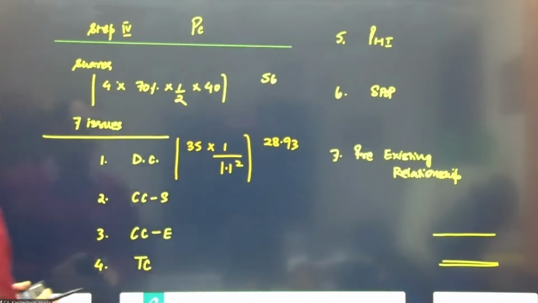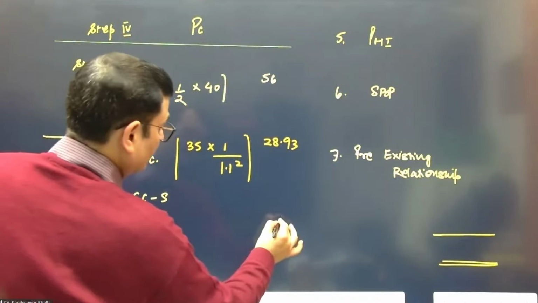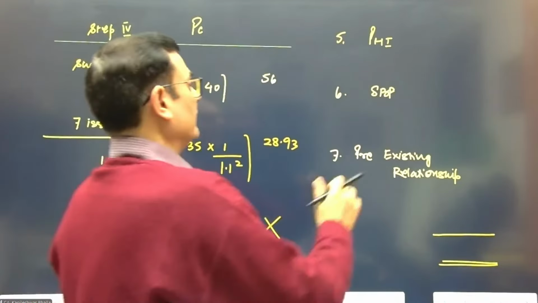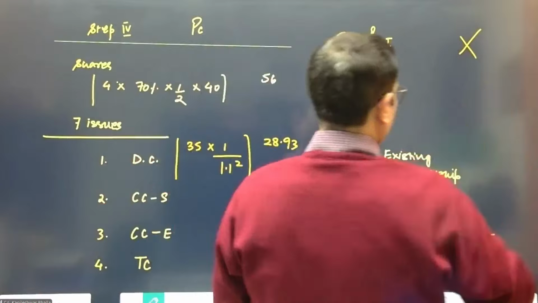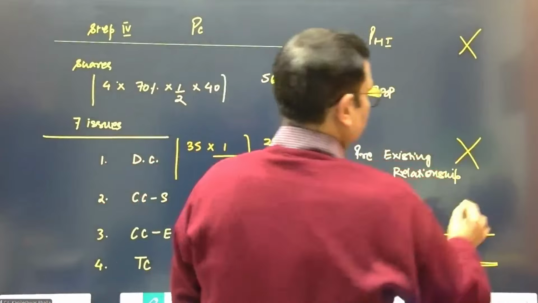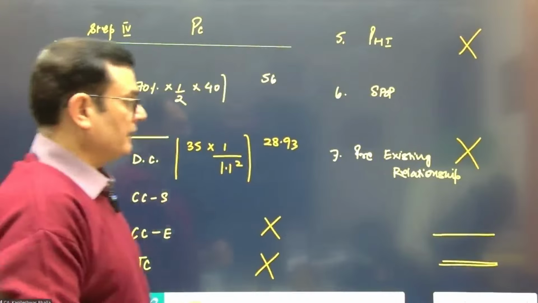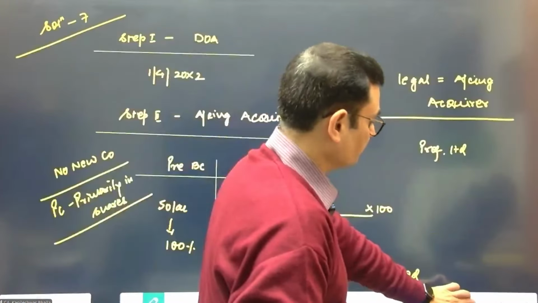Then contingent consideration employee, of course, is not taken. TC, of course, is not taken. PHI, I don't think there is any PHI in the question. And I think there is no pre-existing relationship as well. Now let's go to the CCS and SBP. Back to the question.